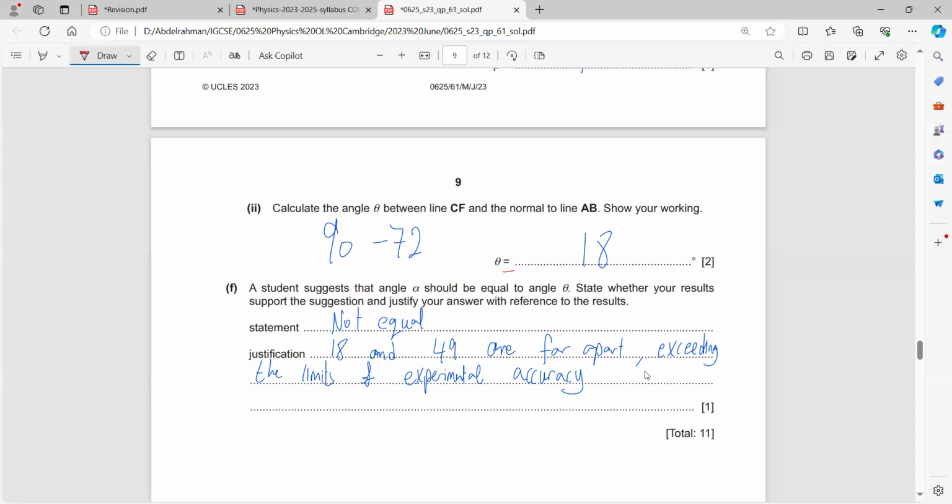Why? Because they're very far away. 49 is more than twice 18. It's more than 100%, so definitely it's wrong. 18 and 49 are definitely far apart. They are definitely exceeding the limits of experimental accuracy.